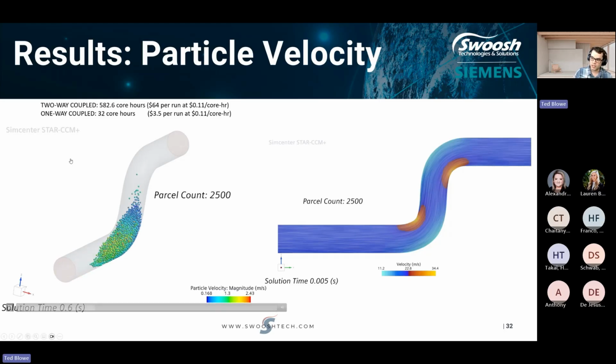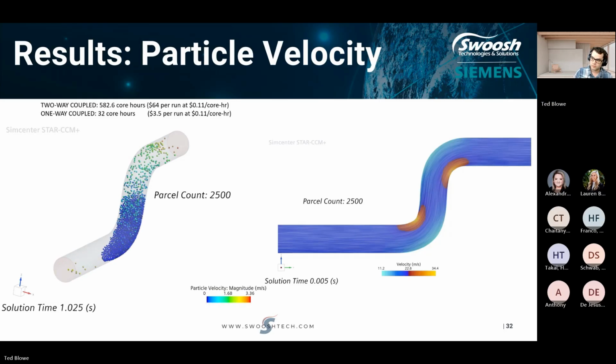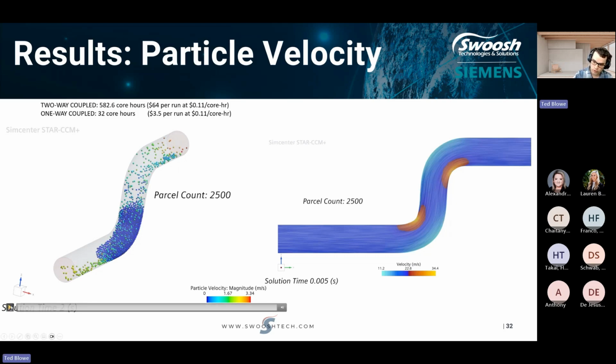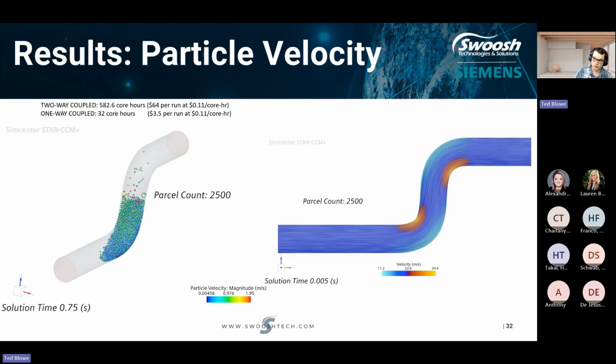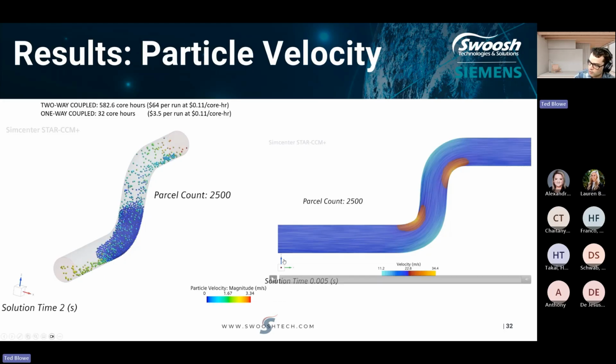We can see qualitatively there's a significant difference in the particle movement. Before, the majority of the particles were trapped at the bend, and in this case, a lot more have escaped to the outlet. So that's the velocity of the particles, and we can see here the fluid field is significantly impacted by the particle motion.